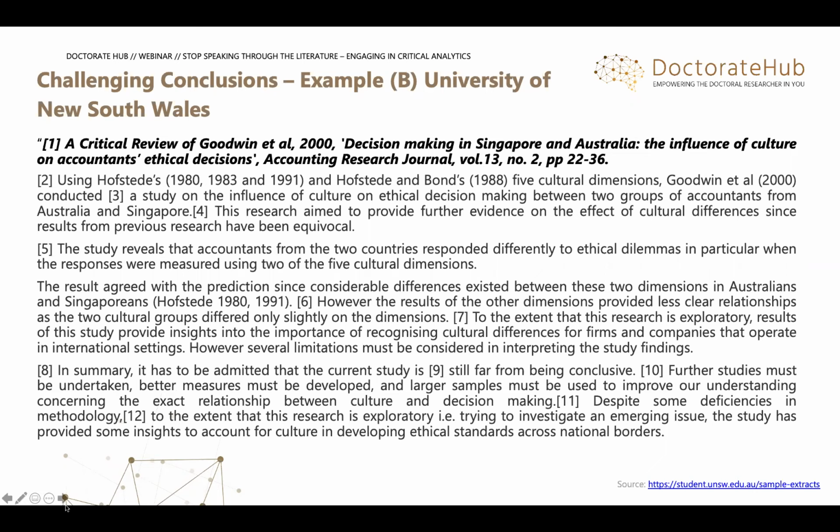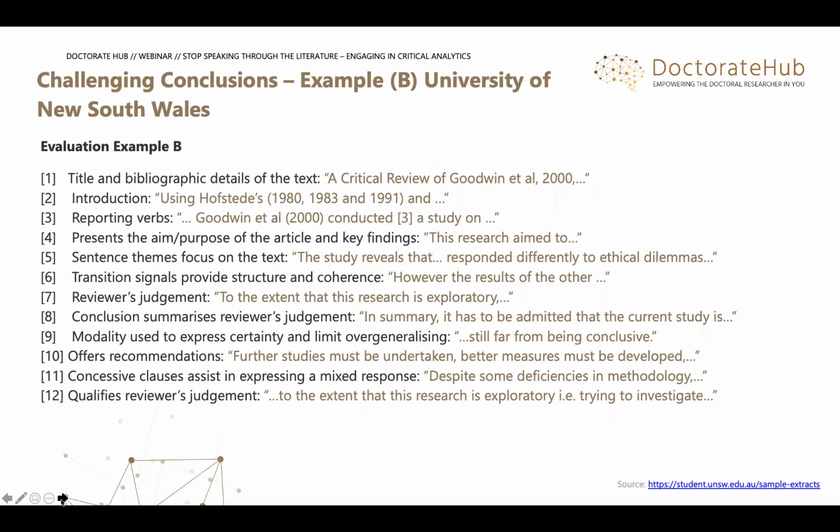Now, this is a good example. It shows title and bibliographic details of the text. It is having a clear introduction. It has reporting verbs. It presents the aim and purpose of the article as well as the key findings. The sentence themes are focused on the text. Its transitions, its signals provide structure and coherence. It's providing a reviewer's judgment, conclusion and summaries.